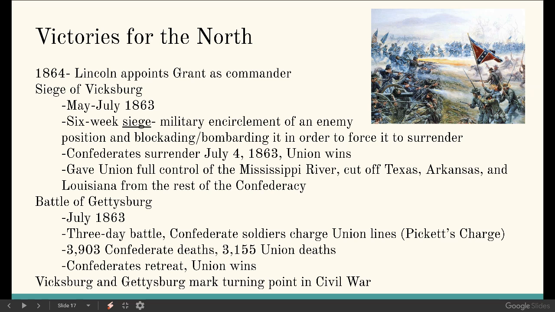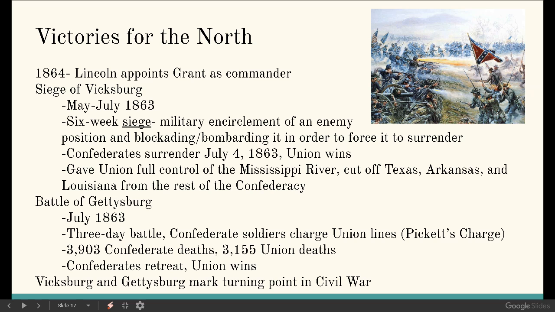The Siege of Vicksburg takes place from May to July 1863. It is a 6-week siege. If you remember, a siege is a military encirclement of an enemy, and they try to blockade or bombard that position in order to force it to surrender. We talked about that with the Alamo before. Eventually, the Confederates surrender on July 4th, 1863, and the Union wins that battle.